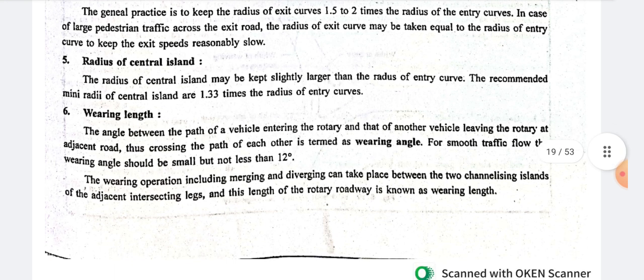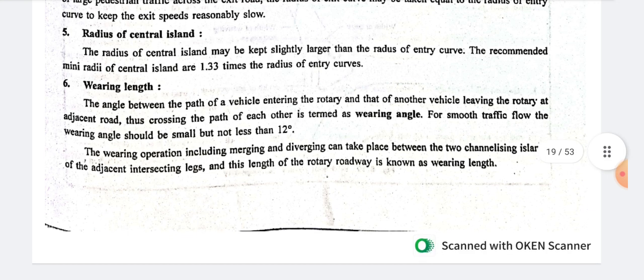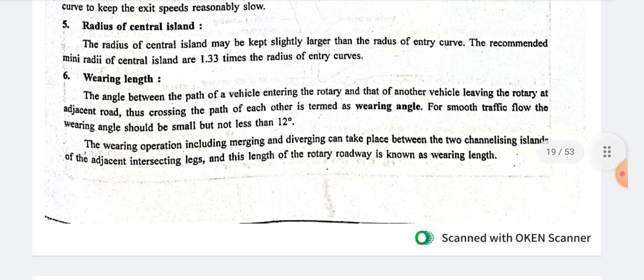Now, the fifth element is the radius of the central island. The radius of the central island may be kept slightly larger than the radius of the entry curve. The recommended minimum radius of the central island is 1.33 times the radius of the entry curve.